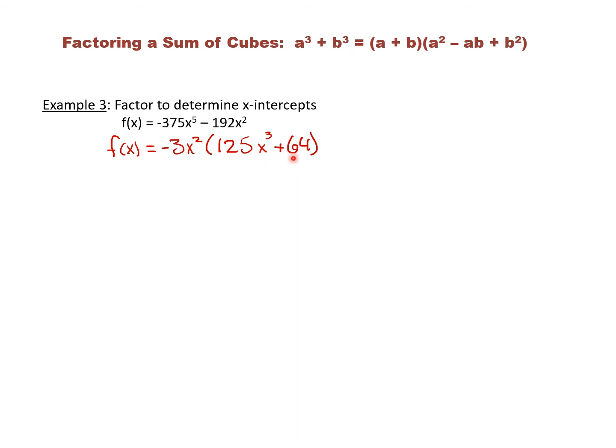I'm going to do the same thing that I've done before. I'm going to write off to the side what my a and b are so that I can fill in the formula correctly. So a is going to be the third root of my first term, 125x cubed. So a is 5x. B is going to be the third root of my second term, which is 64, and the third root of 64 is 4. So now we have our a's and b's, and we can just go ahead and sub into the formula.